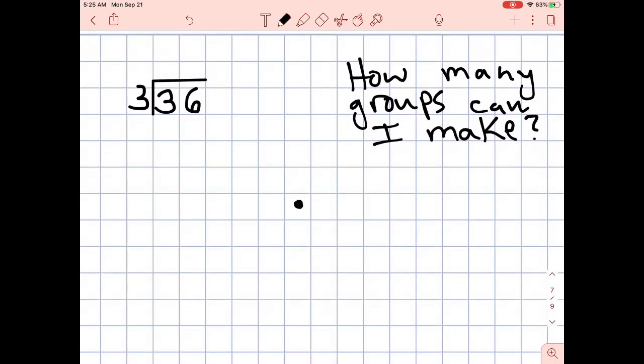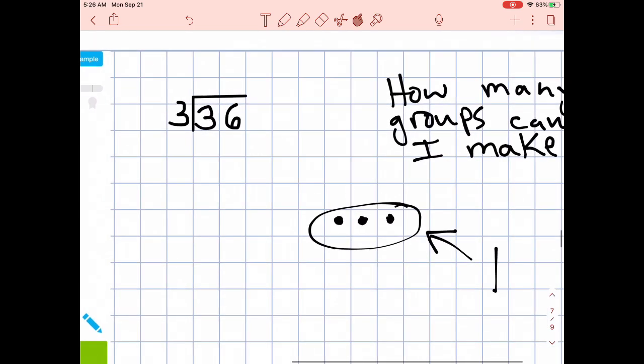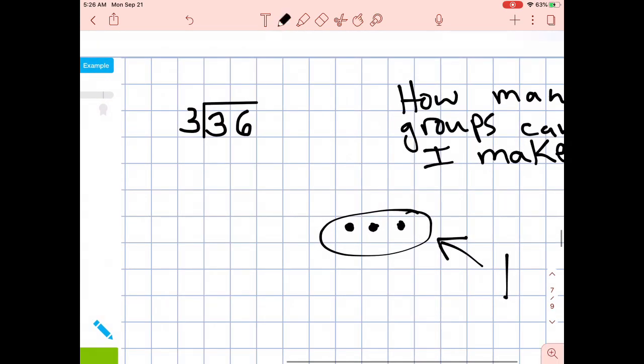So if I write that out, 1, 2, 3, here's 3, and I'm going to make a group of 3. There, I made a group of 3. Does that make sense? Now, how many groups did I make? I made 1 group. That's 1 group of 3. So the answer is 1. So the quotient, which goes up on top, that's the answer here, would be 1. So the first thing I do is I write down my answer before I forget.